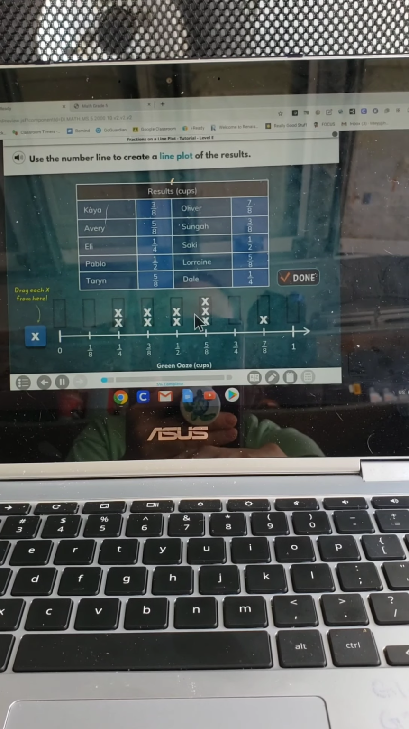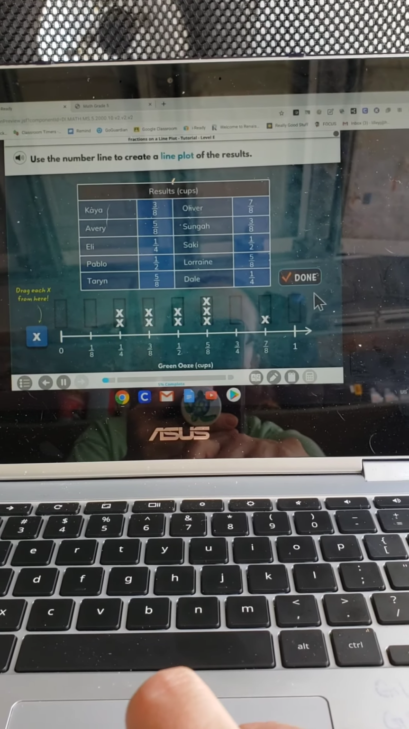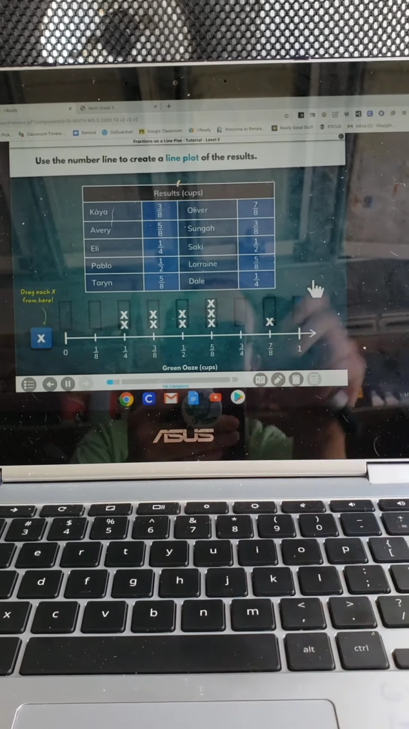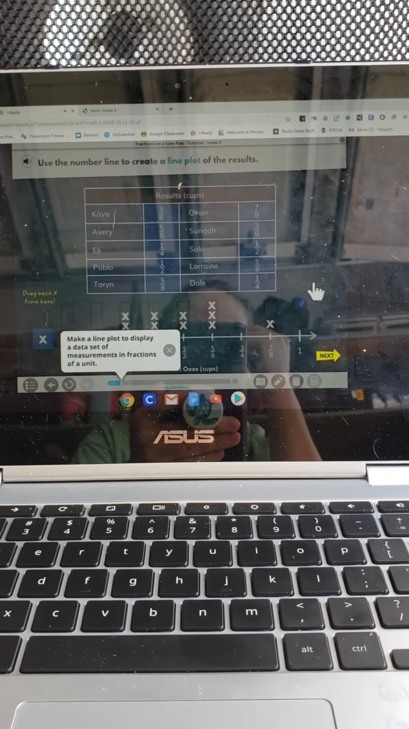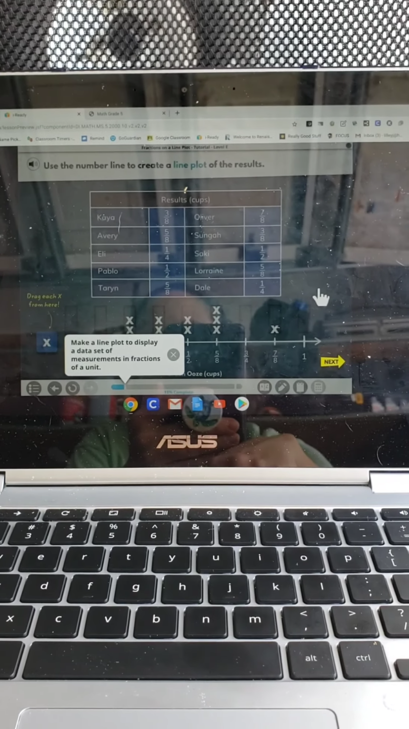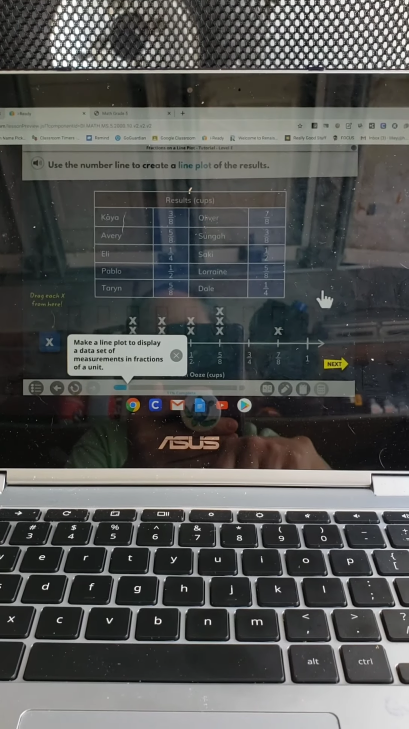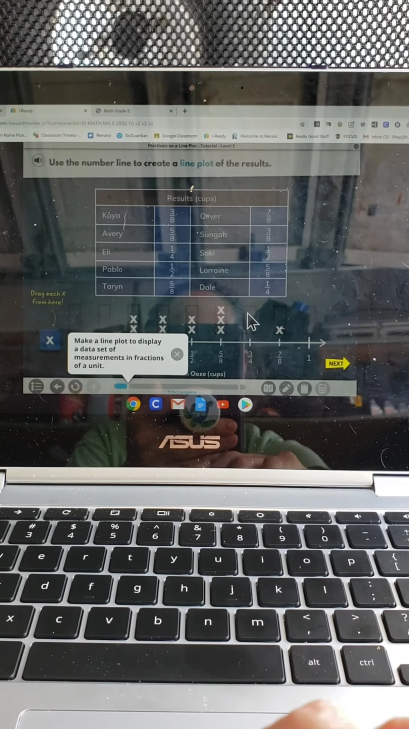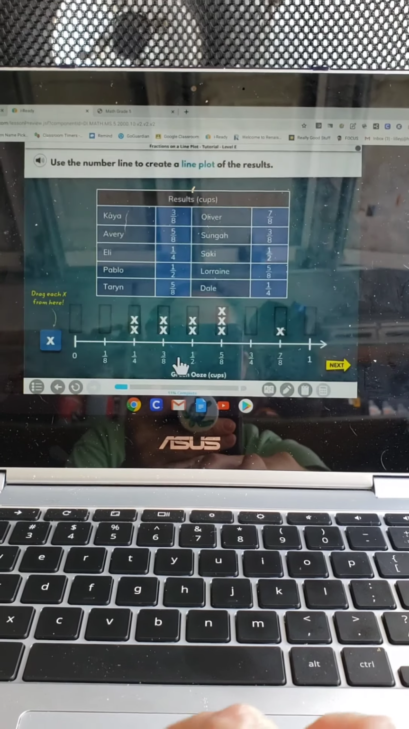That's all we're doing is plotting our data. That is all that they wanted us to do. Right on. It says, make a line plot to display a data set of measurements in fractions of a unit. That's exactly what we did.